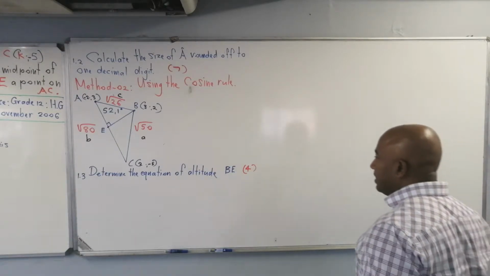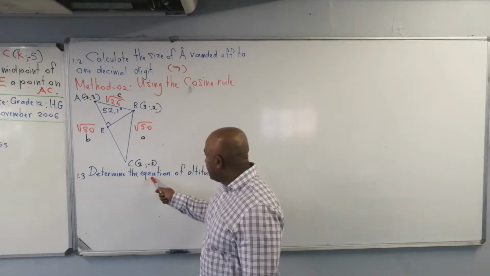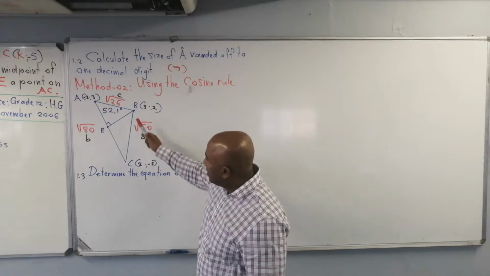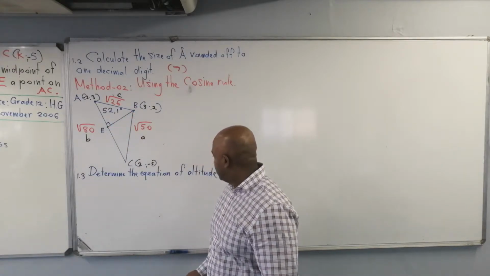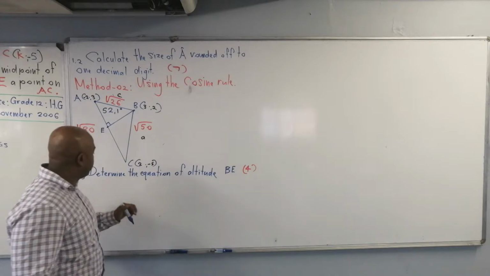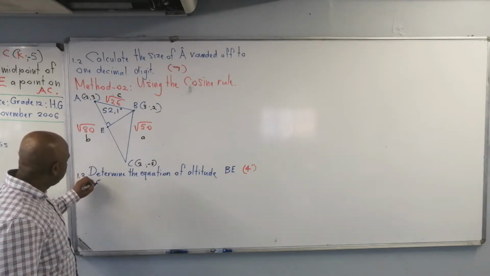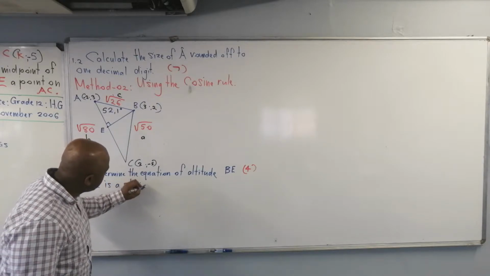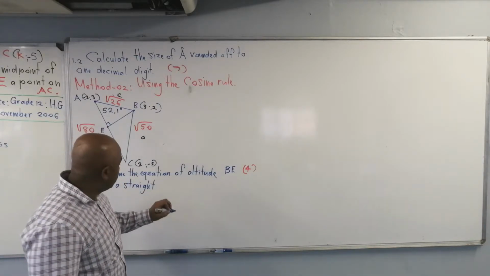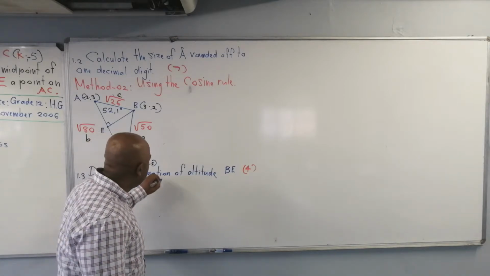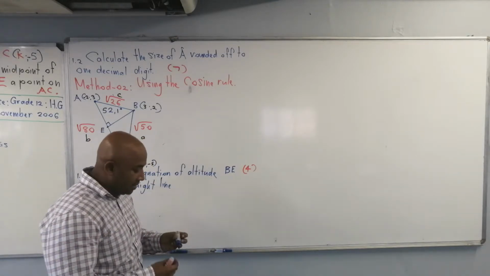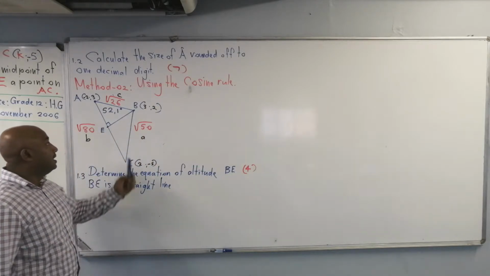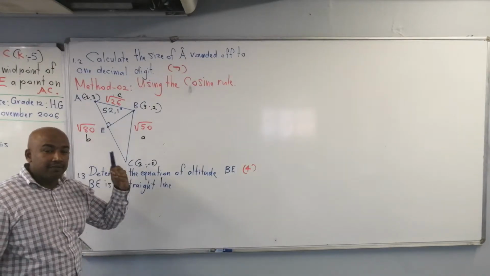Question 1.3. Determine the equation of altitude BE. So here is BE. What is BE? So BE is simply a straight line. So, in other words, determine the equation of straight line BE.